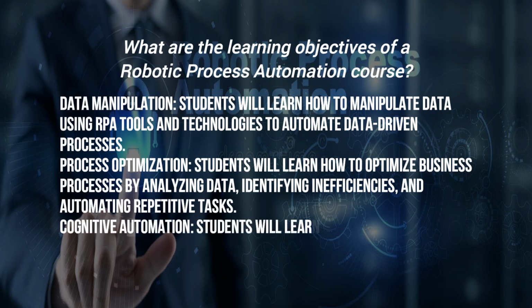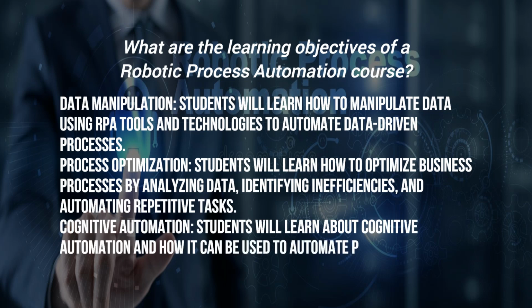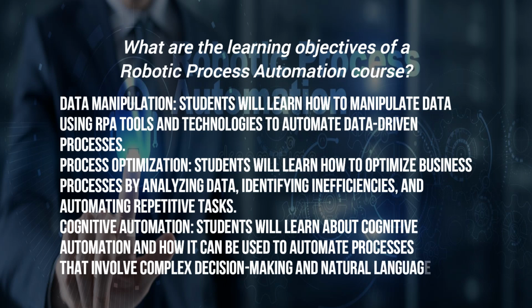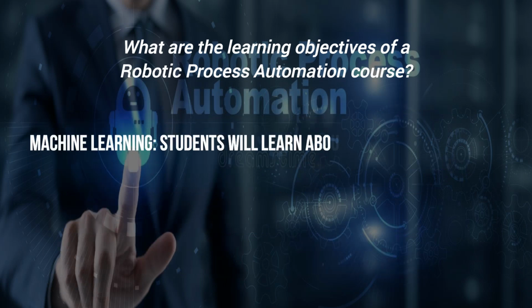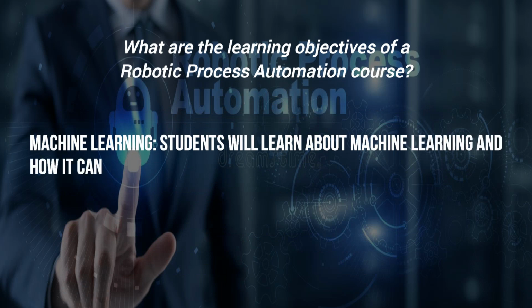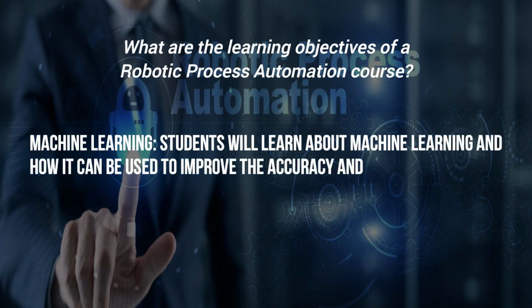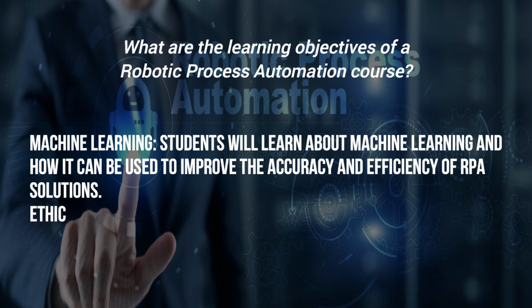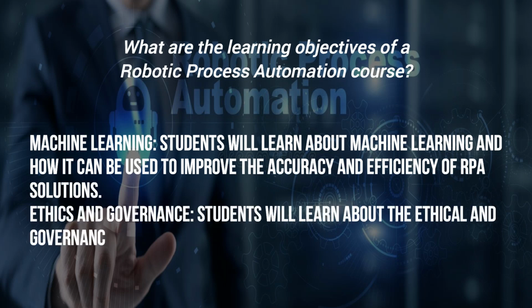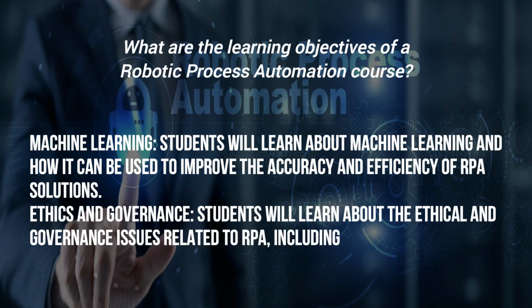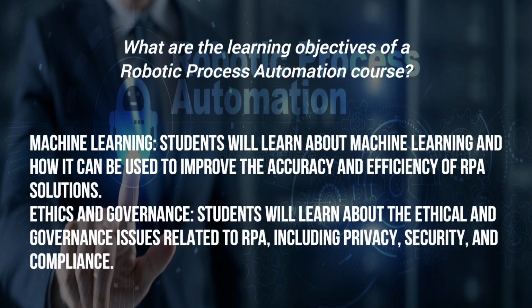Cognitive automation. Students will learn about cognitive automation and how it can be used to automate processes that involve complex decision-making and natural language processing. Machine learning. Students will learn about machine learning and how it can be used to improve the accuracy and efficiency of RPA solutions. Ethics and governance. Students will learn about the ethical and governance issues related to RPA, including privacy, security, and compliance.